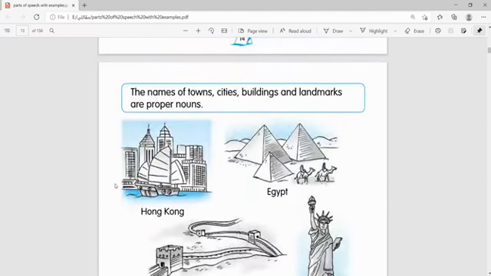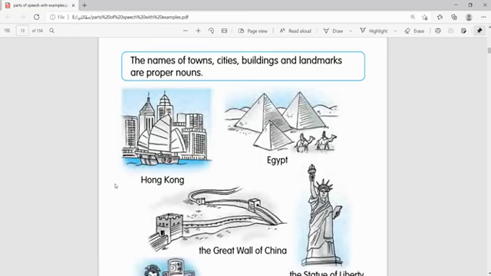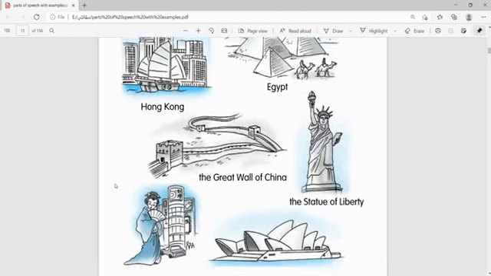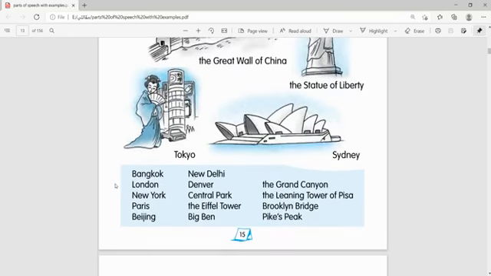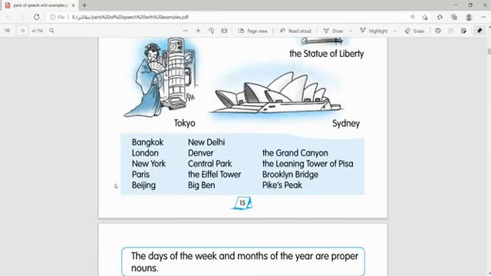The names of towns, cities, buildings and landmarks are names of places. Names of places are proper nouns. Hong Kong, Egypt, Great Wall of China, Statue of Liberty, Tokyo, Mecca Masjid, Sydney, New Delhi. Clear? Bangkok, London, New York, all these are places. Jami Nizamia. There is no other Jami Nizamia except the Jami Nizamia which you have in Hyderabad, India. Clear? So all the places with proper nouns are this.